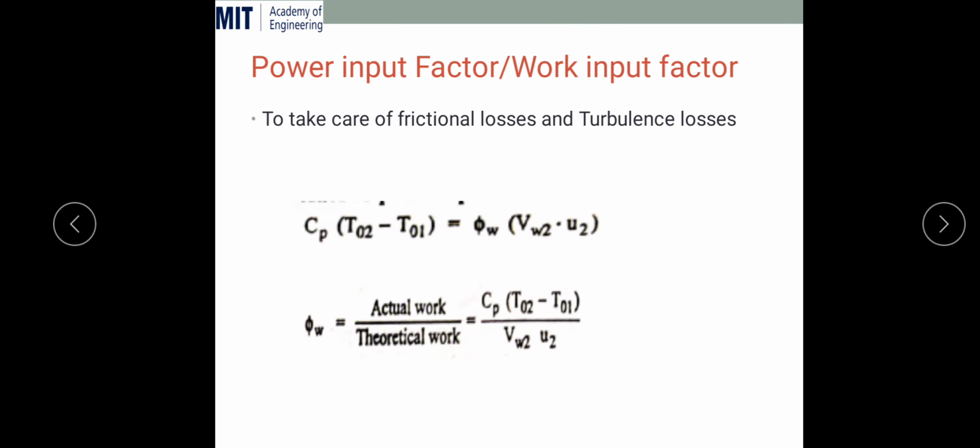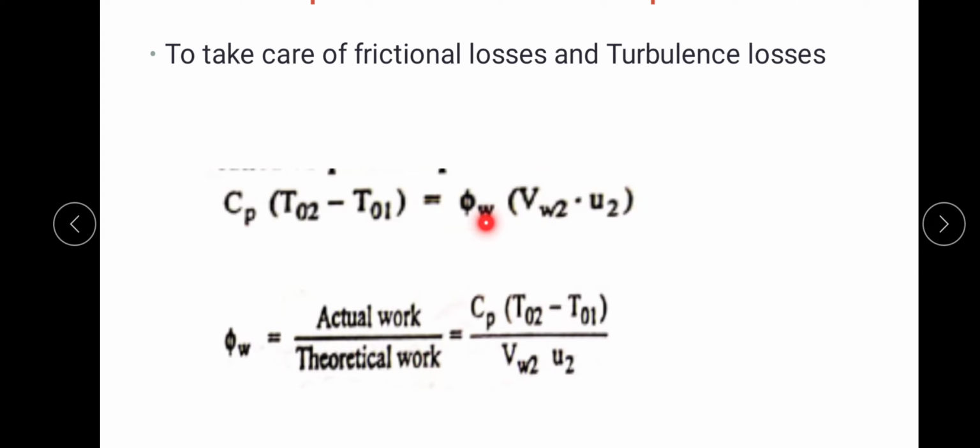The previous video already discussed the slip, but in this case we have to define the power input factor or work input factor. In a compressor, to take care of the friction losses and turbulence losses, we have to supply an extra amount of work. You know that the ideal work, or the work supplied to the impeller per unit mass, is given as Vw2 into U2. But this is only the work. If you consider the losses, we have to supply extra work, so we multiply by psi w over there.